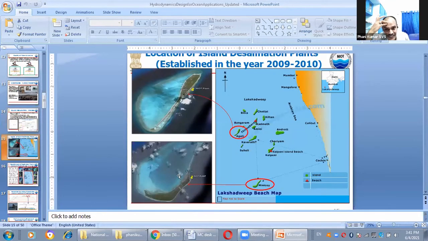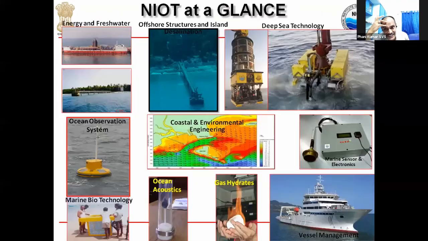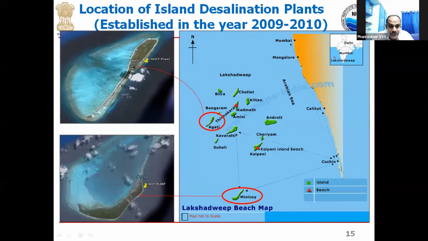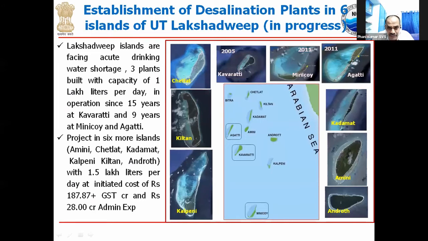These are 2 of the islands, which show on the left-hand side the lagoon where the depth is around 3 meters to 4 meters. On the right-hand side you can see the color changing. Initially in 2005 we installed in Kavaratti, the capital of this region. Then in 2012 we installed 2 more plants in Agatti and Minicoy. Right now we are installing in 6 more islands, which will make it plants in all the inhabited islands of this region.